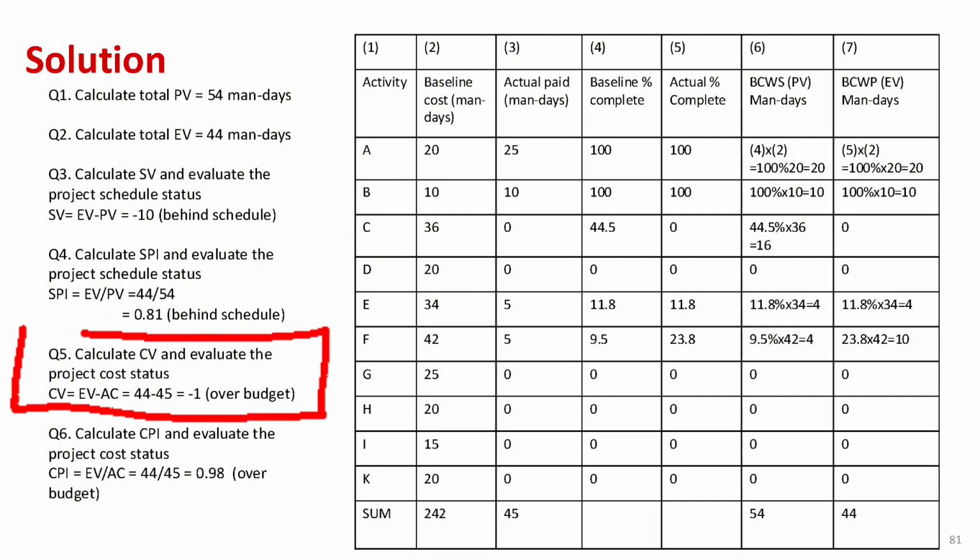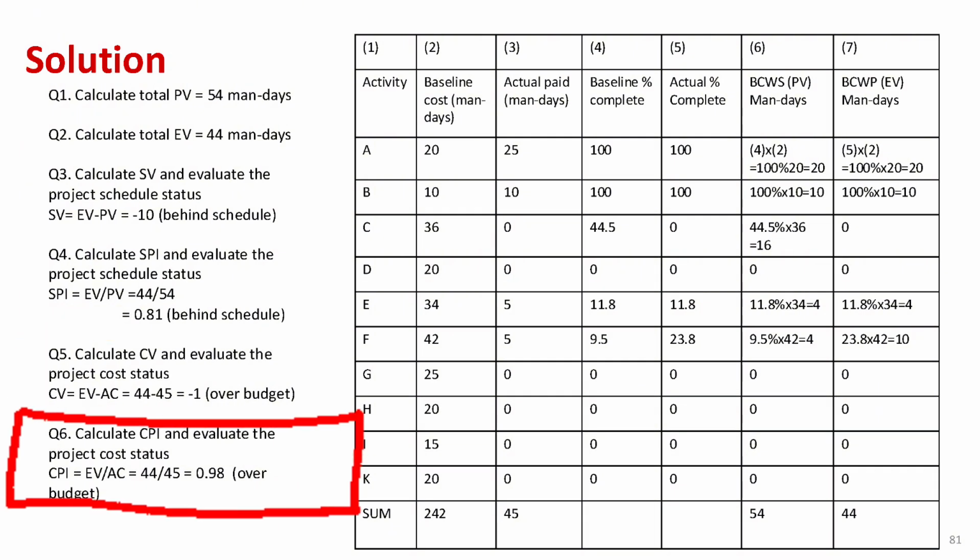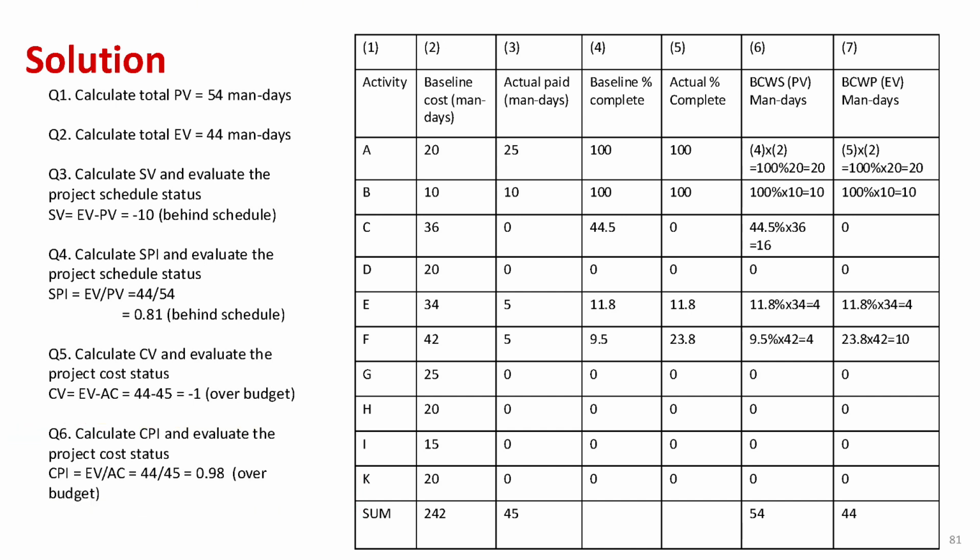Question 5. Let's check out the cost variance, or CV. That's EV minus AC. In this case, 44 minus 45, which equals minus 1. So we spent a bit more than we should have. We're over budget. And finally, question 6. We calculate the cost performance index, or CPI. That's EV divided by AC, 44 divided by 45, which gives us 0.98. Still under 1, so again, a small cost overrun. To sum it up, we're a little behind schedule and slightly over budget.